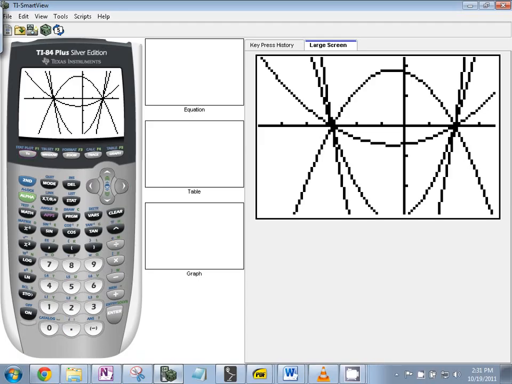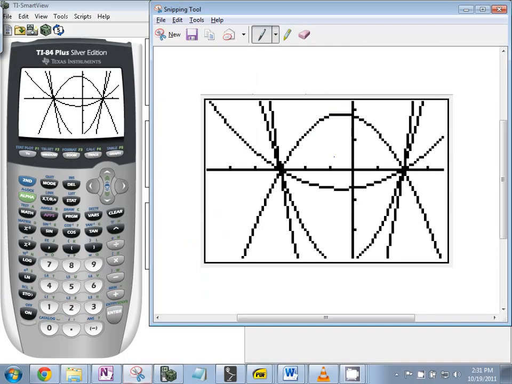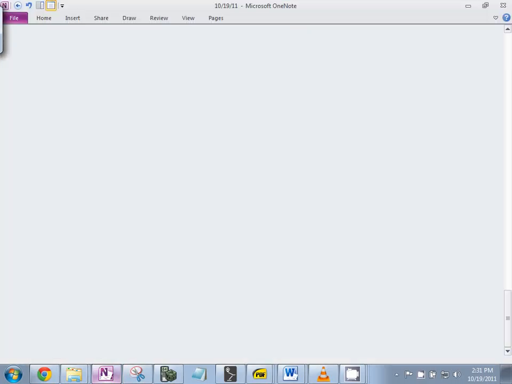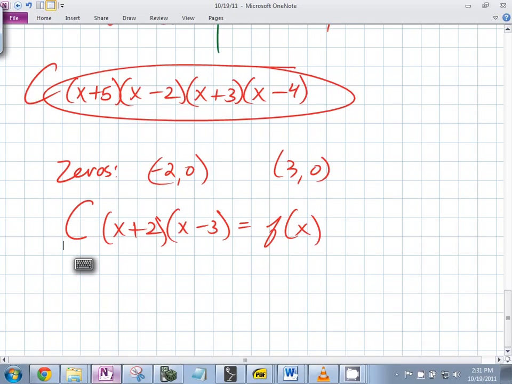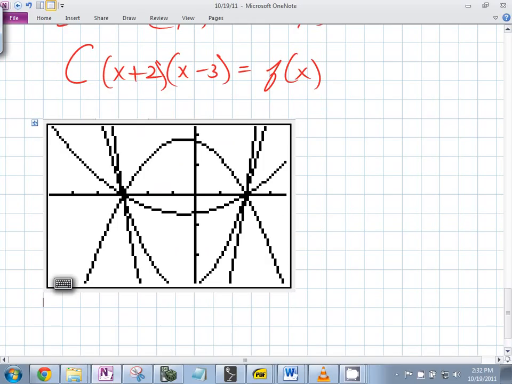So I go to stat, edit. I need to clear those lists, right? Clear, enter. Clear, enter. And what was one of the points? It was negative what? Negative 2 and 0, right? And the other one was 0, and it was negative 3, right? Is that correct? And then we picked 1, 1, right? And 1. So then we go back to the main screen.